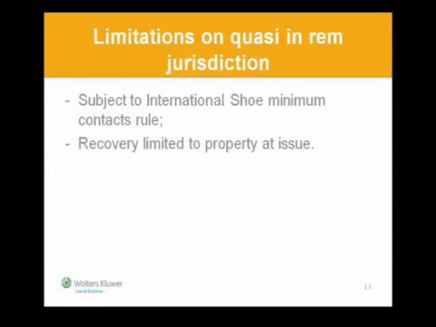In addition, when the court exercises quasi-in rem jurisdiction, plaintiff's recovery is going to be limited to the property at issue. In other words, if plaintiff and defendant were litigating the ownership of the boat from the previous example, and the court was exercising quasi-in rem jurisdiction, it would be unable to make additional orders or awards affecting defendant beyond the ownership of the boat. The jurisdiction is limited to the property at issue.